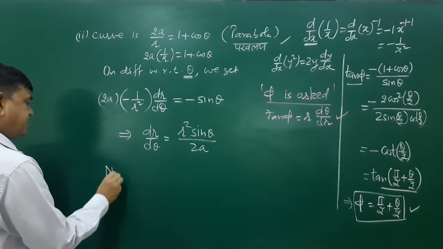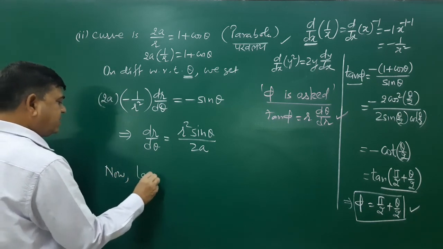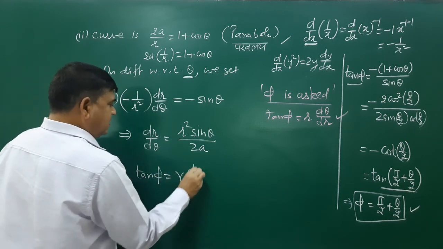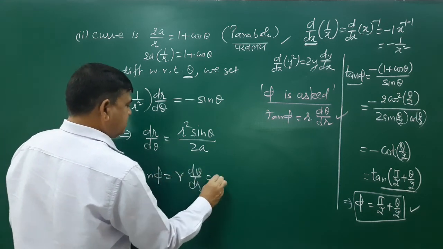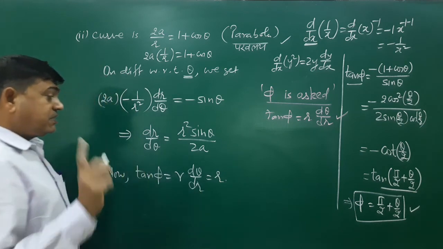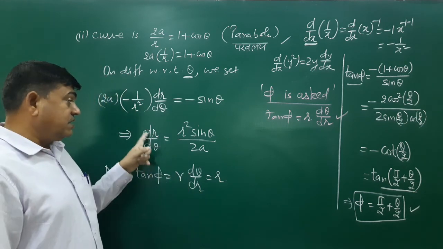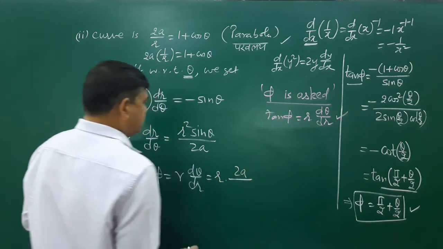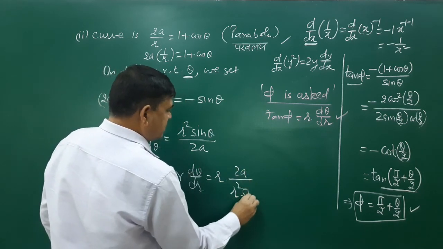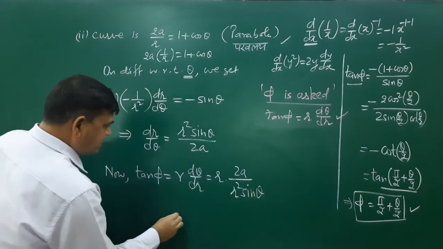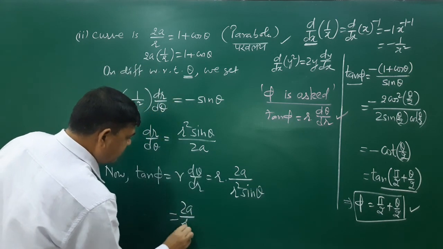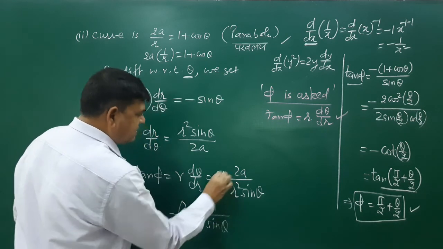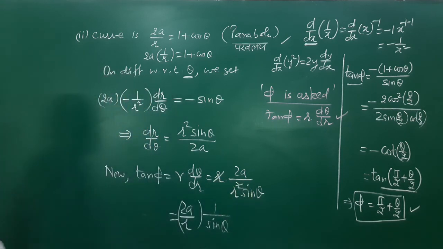Now tan phi is r d theta by dr. So this is r. Now remember, this is d theta by dr and here it is dr by d theta. So reciprocal, this is 2a upon r square sin theta. So this is 2a by r into 1 upon sin theta. This r and this r cancel out.